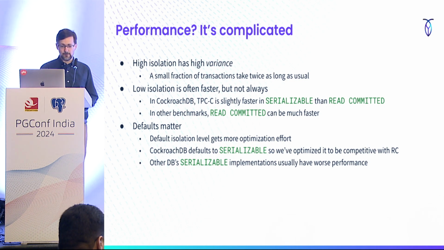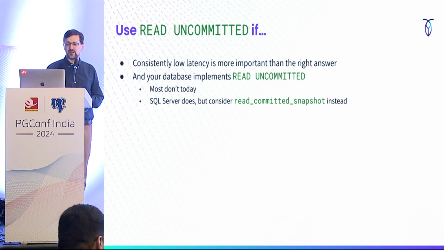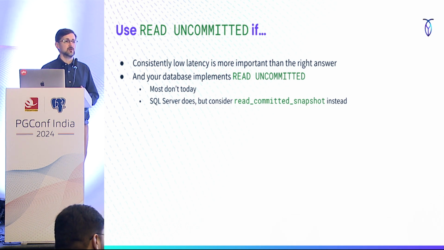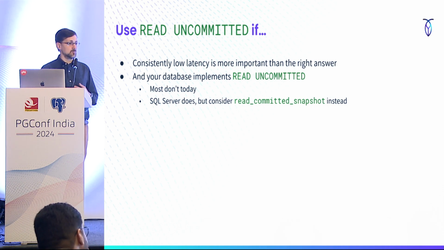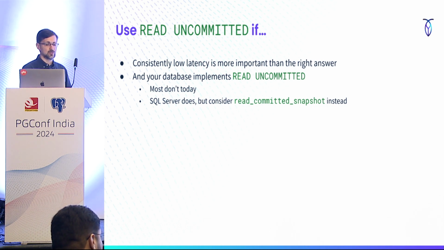But that said, let's walk through the isolation levels one at a time and see where they fit. Use read uncommitted if low latency is more important for your application than getting the right answer. That sounds kind of flip and dismissive, but there are times where that's a legitimate choice to make. Sometimes you'd want to get a quick answer without blocking, because even stale or dirty data could be more appropriate for your application, and it's just not worth waiting for a competing transaction to complete.